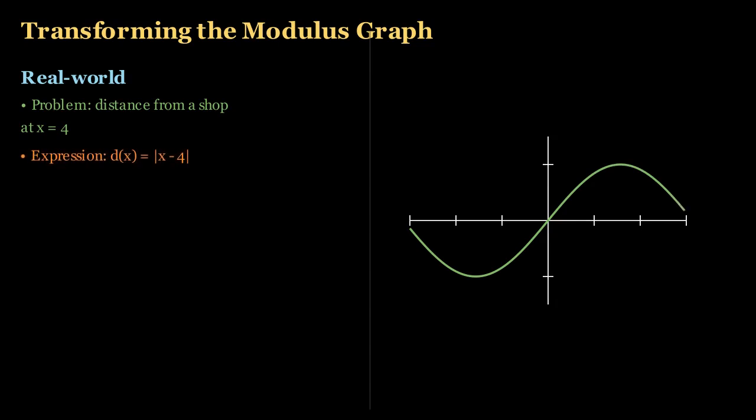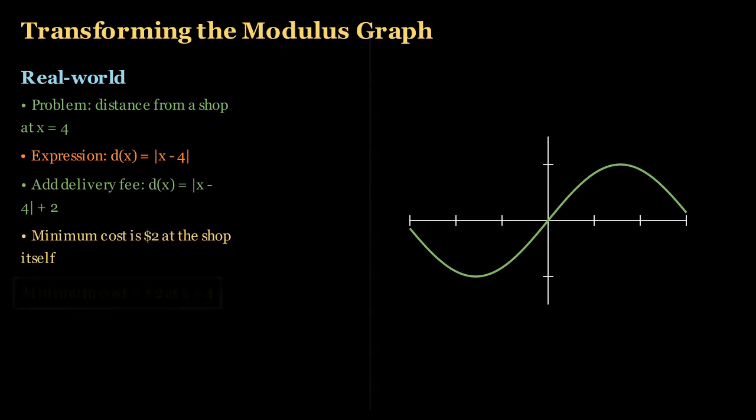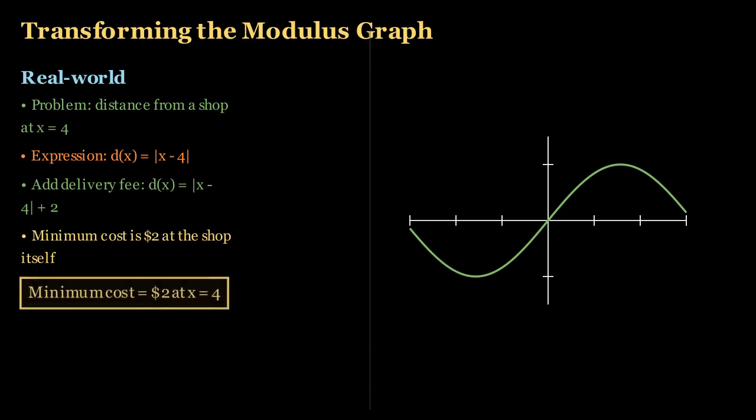The vertex moves to (4, 2), meaning the minimum possible cost is $2, which occurs exactly when the truck is at the shop. The horizontal shift tells you where the minimum happens, and the vertical shift tells you what that minimum value is. So the whole idea is, the numbers inside and outside the absolute value simply move the vertex, giving you the location and value of the minimum at a glance.